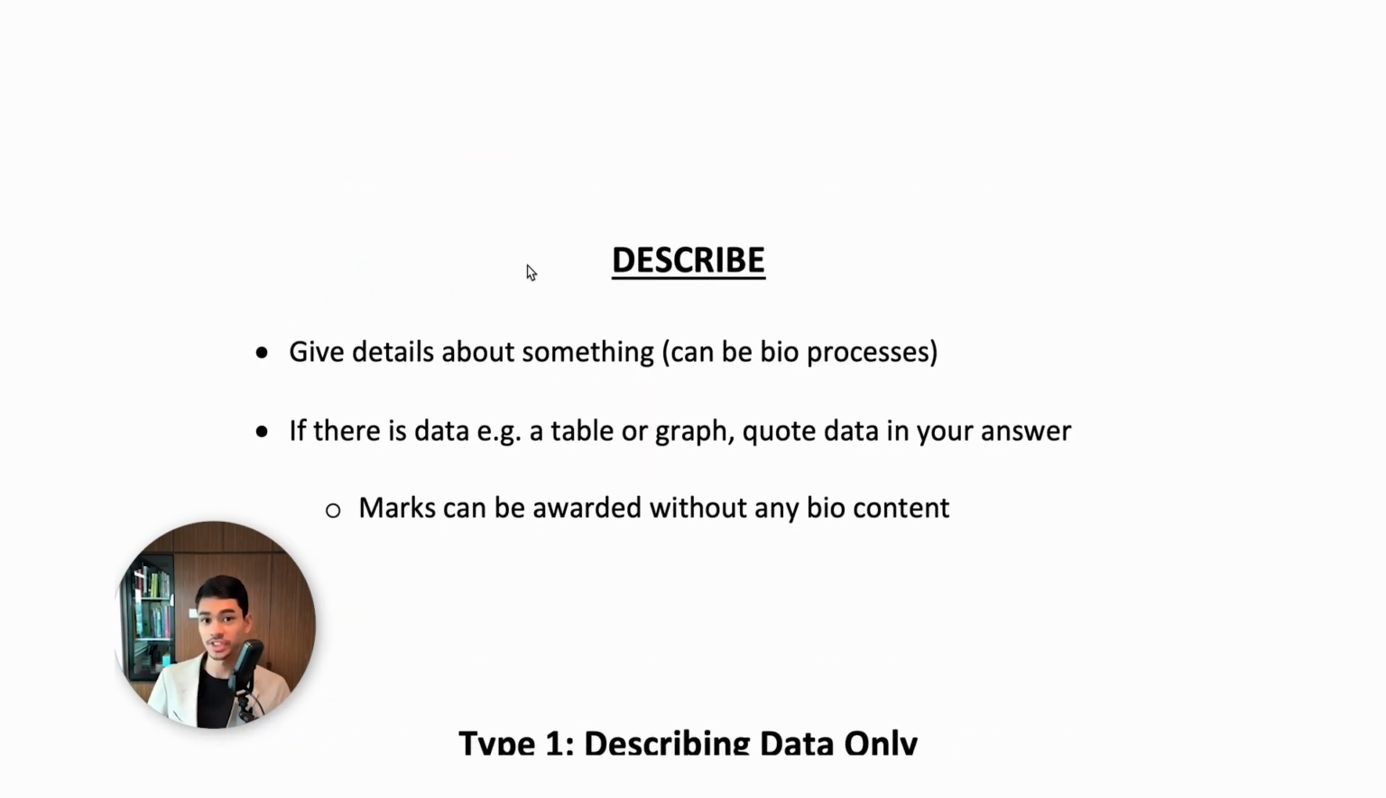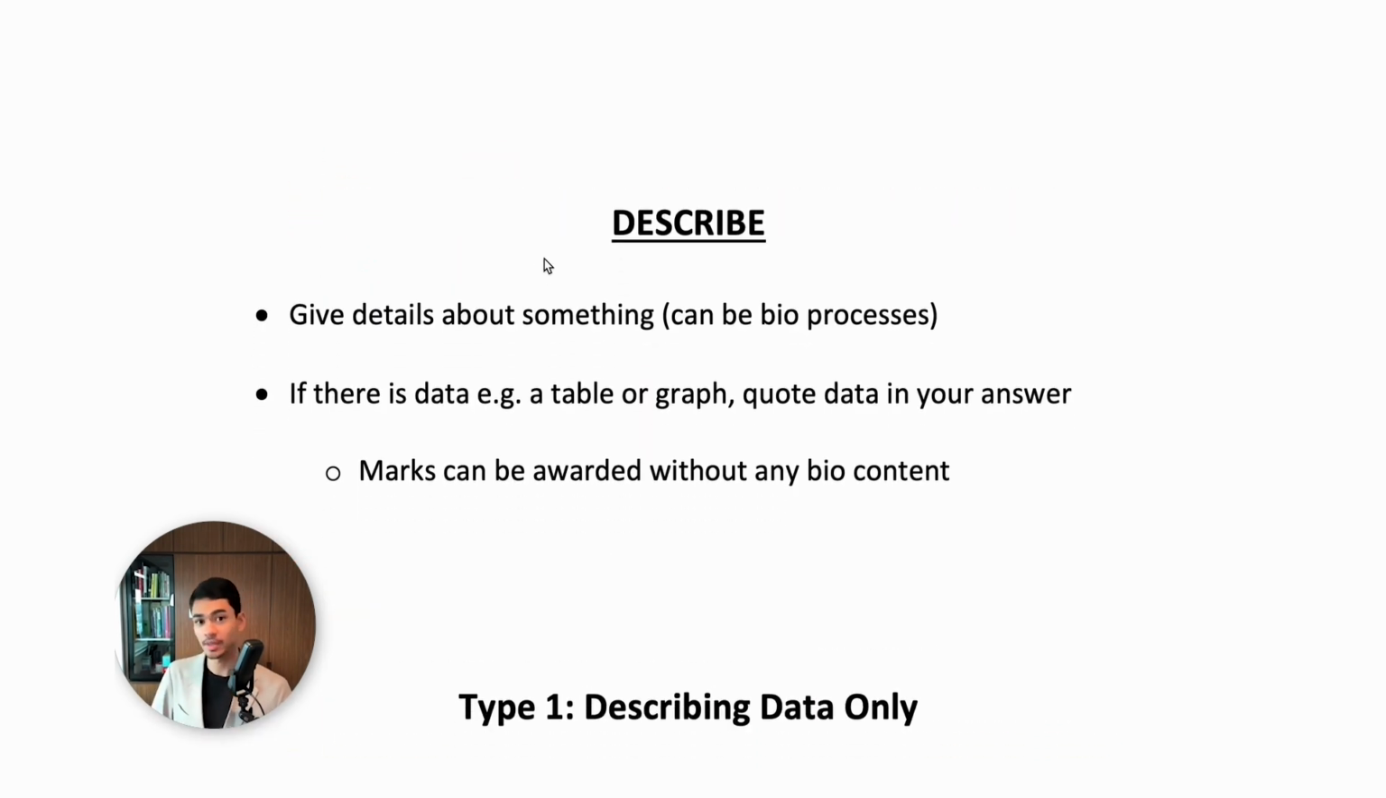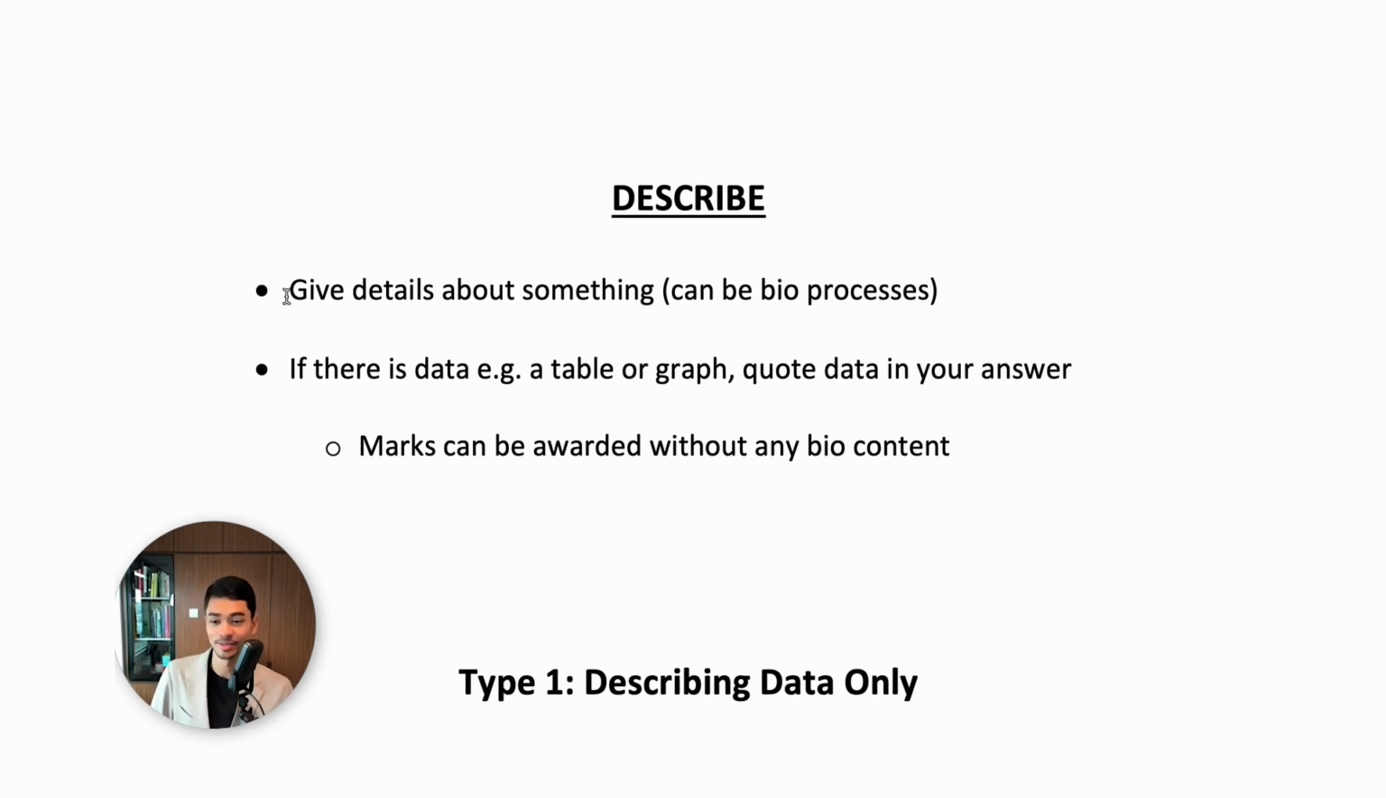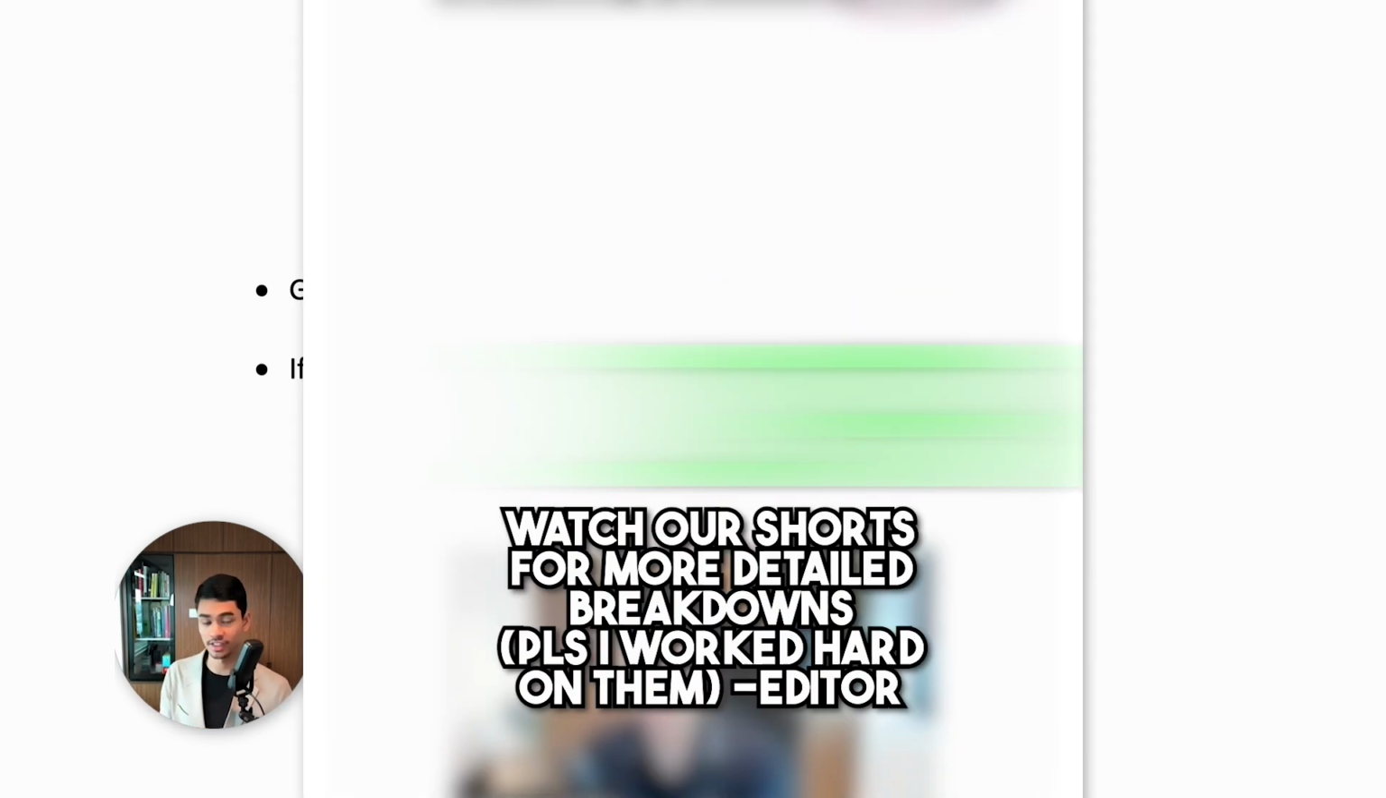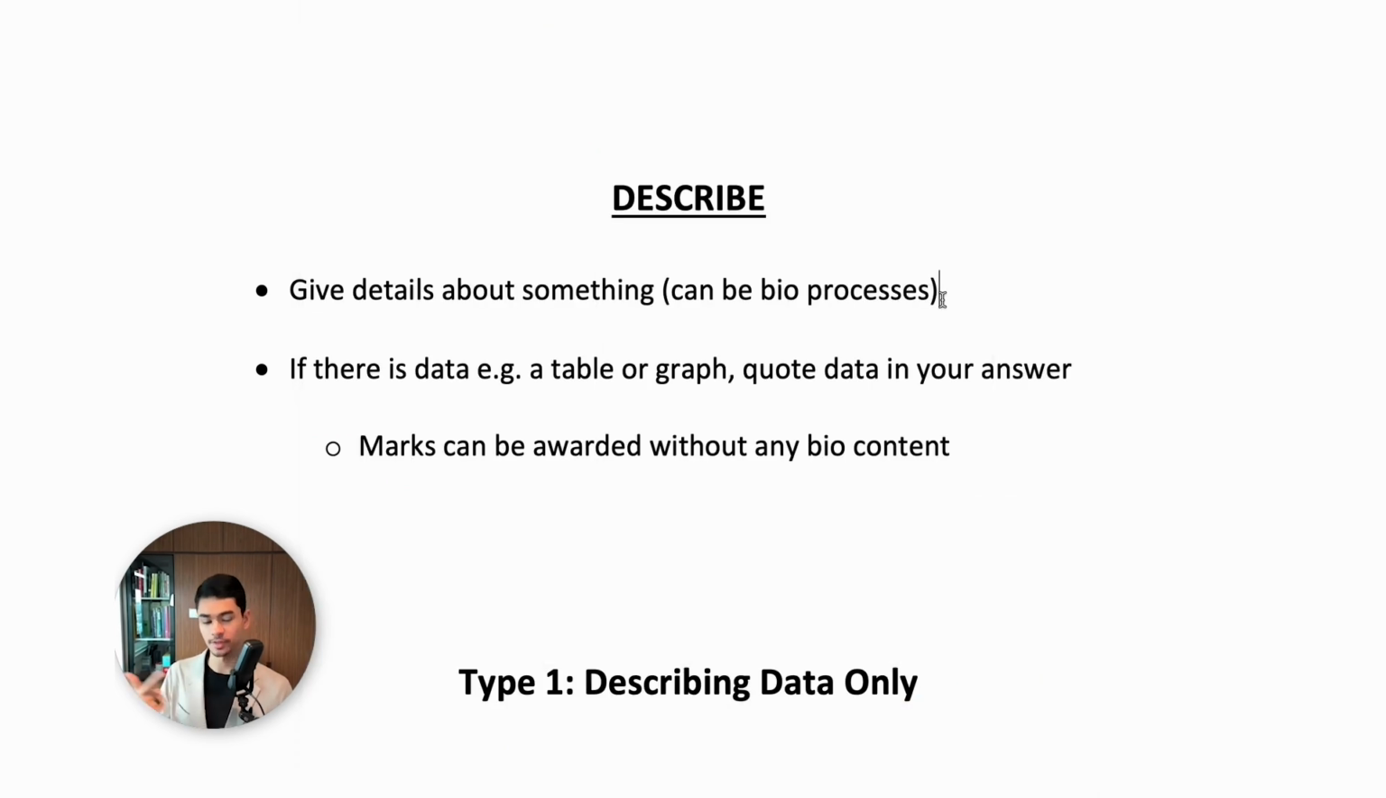Okay, next we move to describe questions. Here's where it's going to get more detailed. Pun not intended. Because describe is about giving details about something. So it can be about bioprocesses. If they ask you to describe the process of inhalation, then the memory shortcut is DIRVA, D-I-R-V-A. So diaphragm, intercostal muscles, rib cage, volume, thoracic volume, and then air pressure. So that one is a bioprocess that describe questions can be asking about.